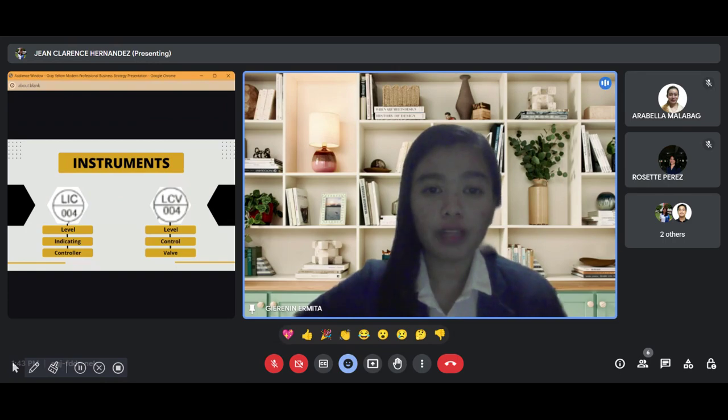Next is the level indicating controller. The purpose of the level indicating controller in glycol dehydration is to provide accurate and real-time information about glycol levels, enabling operators to actively control and maintain the desired liquid levels.